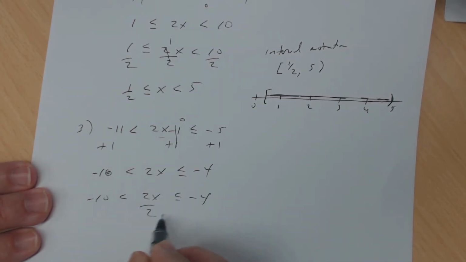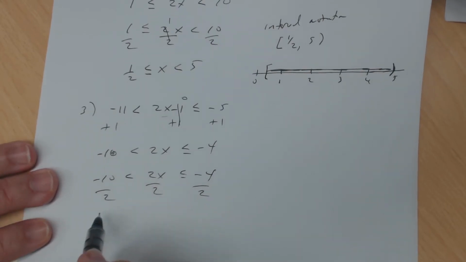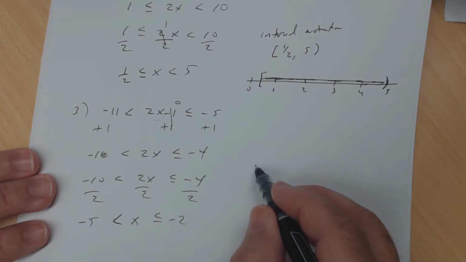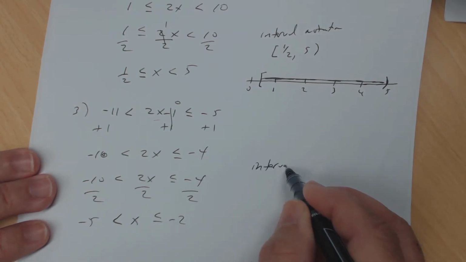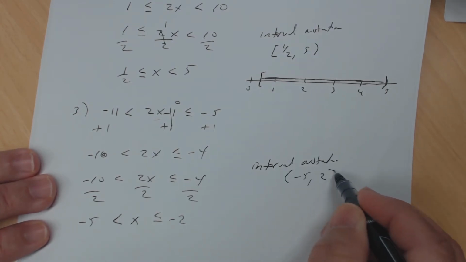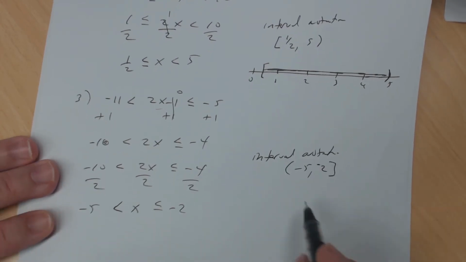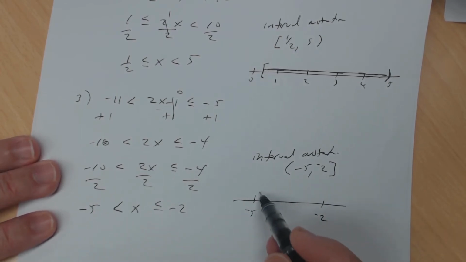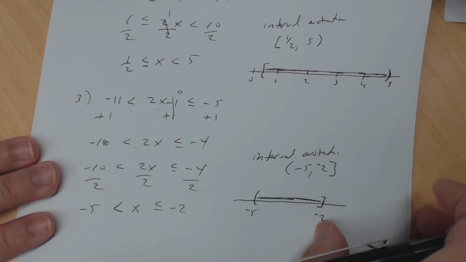Alright, so I got to get x in the middle. And so if you divide all parts by 2, your solutions will be between -5 and -2, and including -2 because there's an equal sign. And so again, your interval notation will be between -5 and -2 with a bracket, and the graph, if this is -5 and this is -2, parentheses, bracket, and shade in everything between.